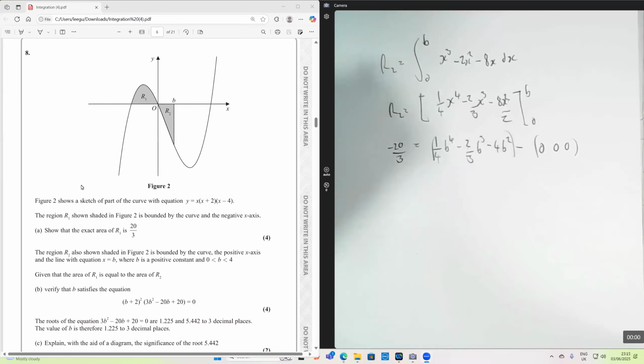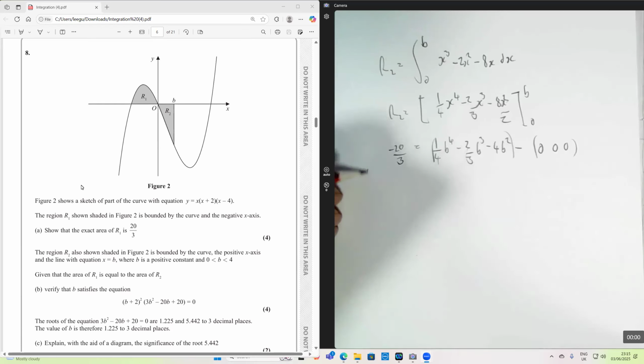So we've now got that this is our expression that we've got for integrating between b and 0 and setting it equal to minus 20/3. So at this stage, I think we could times everything by 12. I think that would be kind of sensible. So we're going to times everything by 12. So let's just see what that gets us.